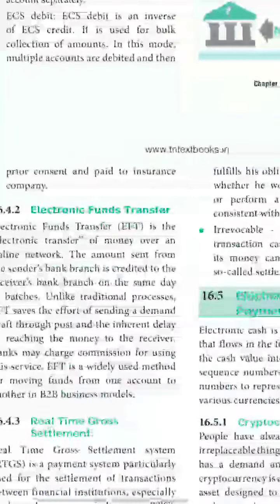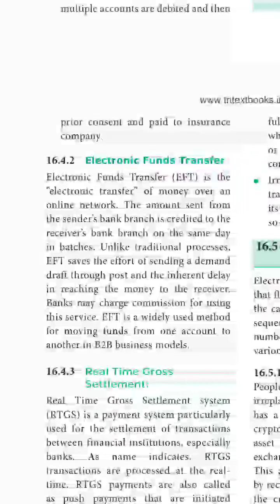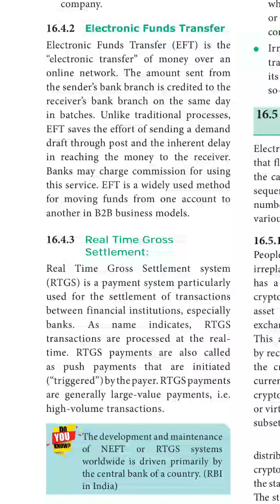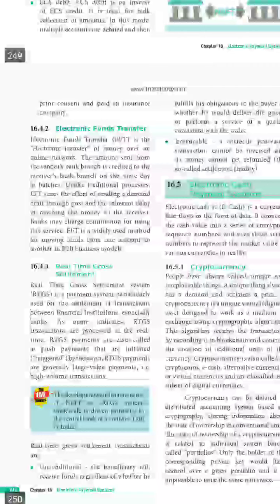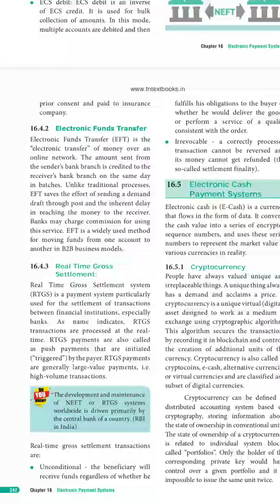Next is electronic fund transfer. It will transfer the fund from your account to another account. Then real time gross settlement, RTGS. You all know what RTGS is. You can do bulk transfers by using RTGS. And the advantages and disadvantages of all three will be known to you.